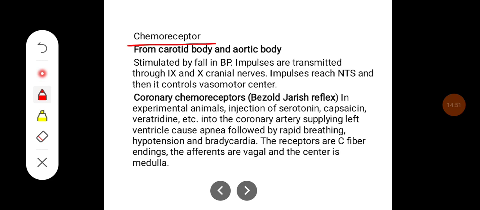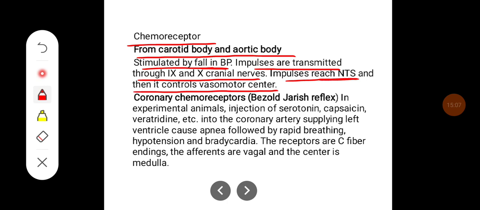Chemoreceptors, which are present in the carotid body and aortic body, are stimulated by fall in the blood pressure. Impulses are transmitted through ninth and 10th cranial nerves, and impulses reach nucleus tractus solitarius, and then it controls the vasomotor center to increase the blood pressure.